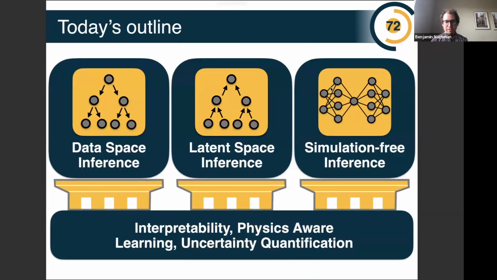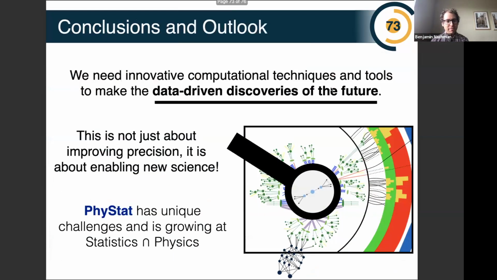Okay. So that brings me to the end. I've covered a lot of ground very fast. And I've talked about how we can use simulations or not to do inference coupled with machine learning. The key here is to be able to look at the data in their high-dimensional spaces without first doing any compression, basically avoiding histograms and other low-dimensional summaries. And I hope I've convinced you that we need innovative computational tools to make the data-driven discoveries of the future.